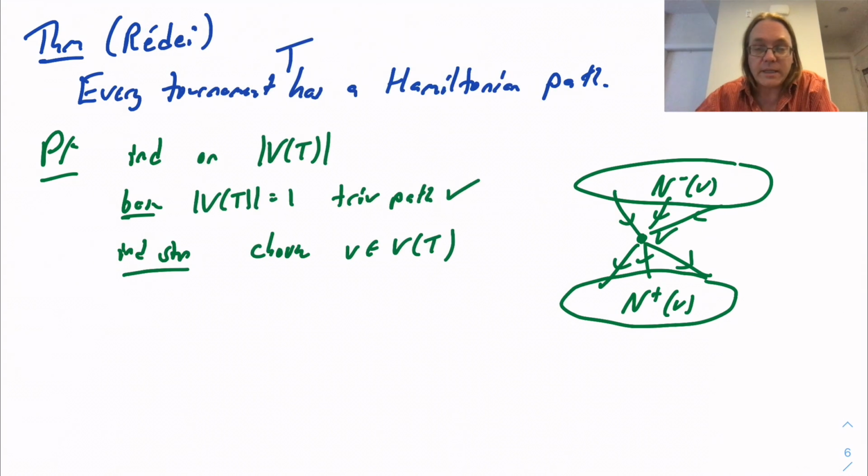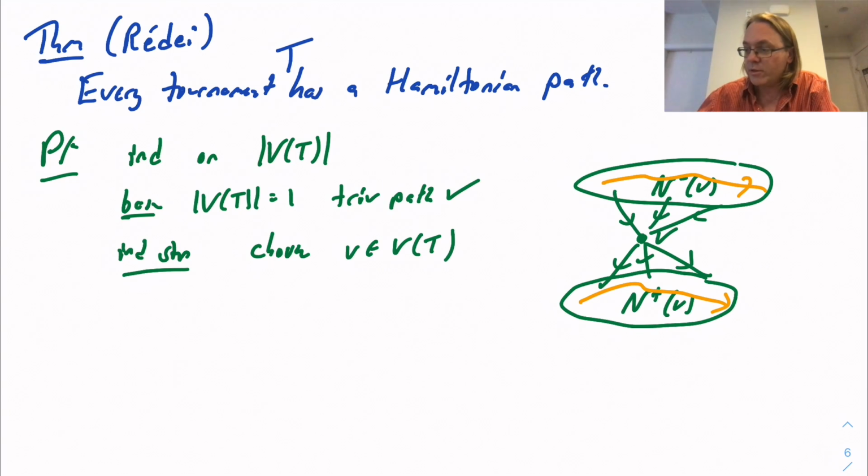Again, the nice thing that's happening here is we're operating in tournaments, and we see lots of smaller tournaments all over the place. N minus of v, the graph on those vertices, is another tournament. So by induction, this thing is going to have a Hamiltonian path. Similarly, N plus of v, the graph on those vertices, is another tournament, and so it's going to have a Hamiltonian path. And now you're all set.